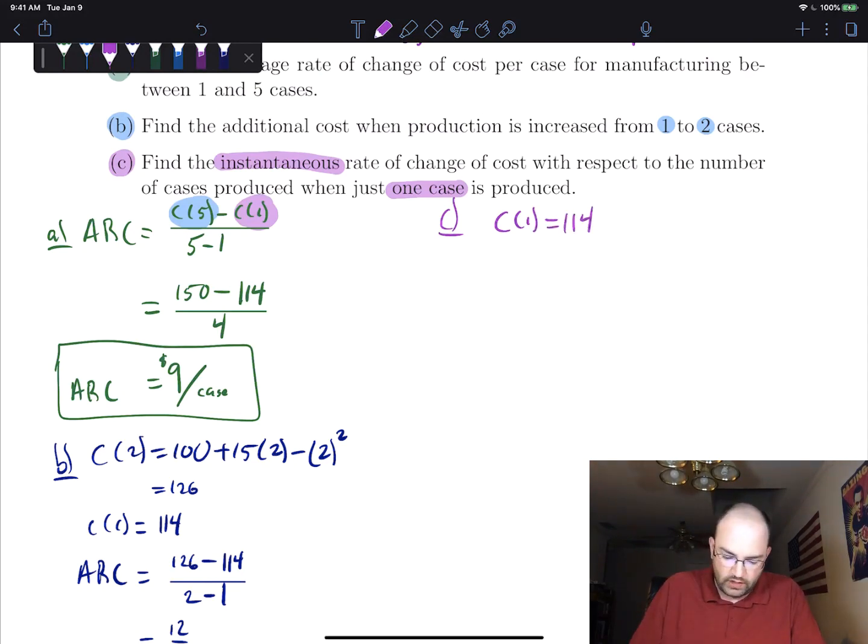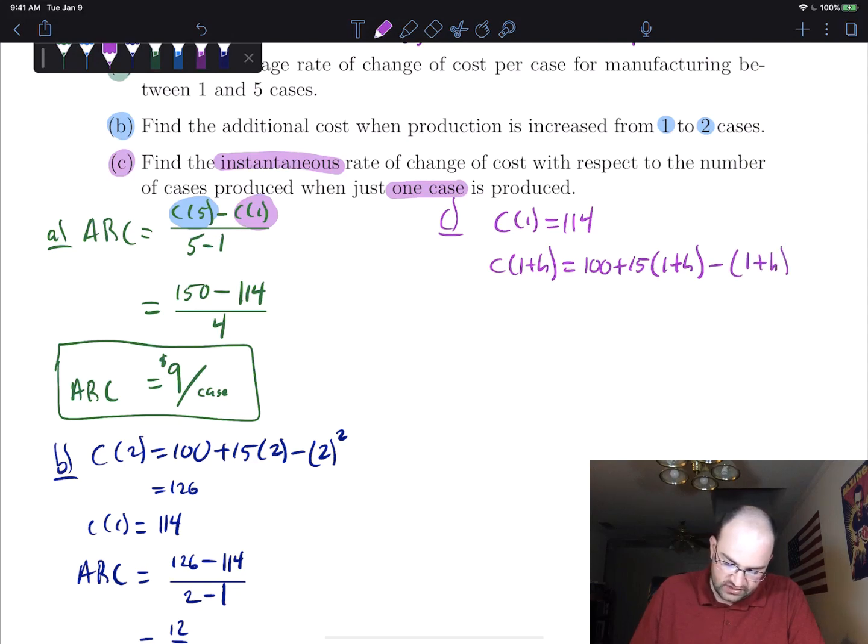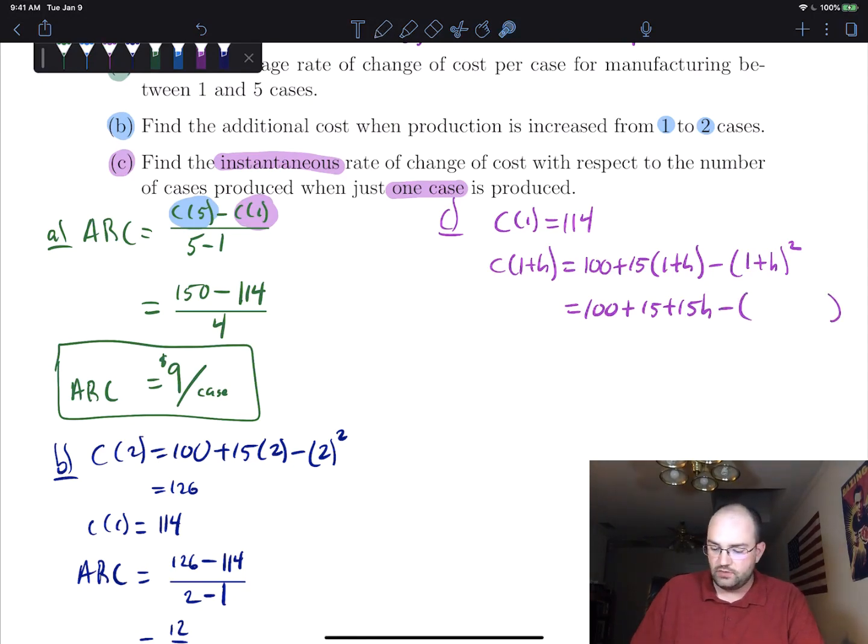Good. What we also need to figure out is what is C of 1 plus h, because we're going to need to know that. Plugging in the 1 plus h in for all the x's is going to give us 100 plus 15 times 1 plus h, and then minus parentheses 1 plus h squared. Simplifying, we get 100 plus 15 plus 15h, and then minus in the big parentheses because we need to go ahead and square this before we distribute the negative.